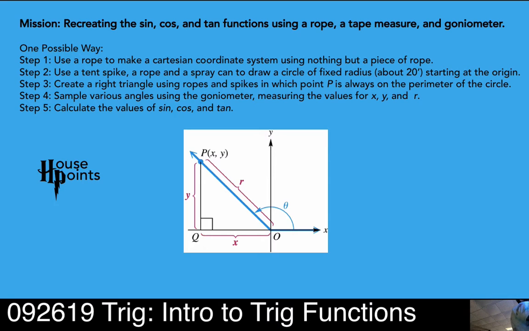You can stretch out a piece of rope, put a tent spike there, put another one there, and then get your piece of rope. You can do a 3, 4, 5. So you take a piece of rope, you tie a knot in it, and then you tie another knot in it at some arbitrary length. You fold the rope over at that second knot and tie a third knot in it at the same distance as the first distance, right? So maybe you have the first knot.